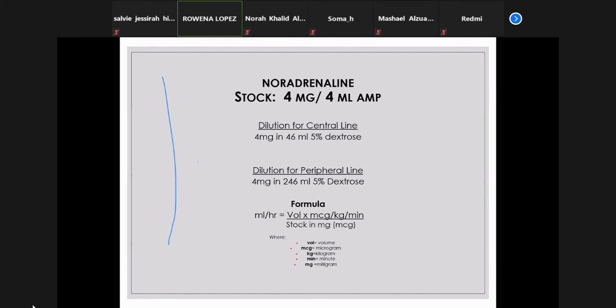So you see the difference between the central line and also the peripheral line. It's actually 250 dextrose to dilute. So the formula is still the same: ml per hour equals volume, multiplied by microgram per kilogram per minute, and the stock in milligrams multiplied by micrograms.